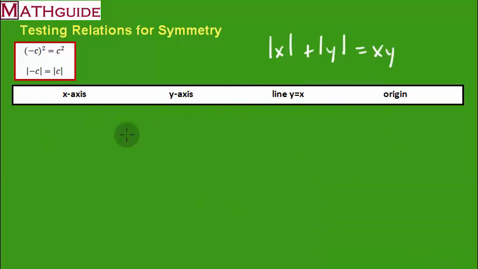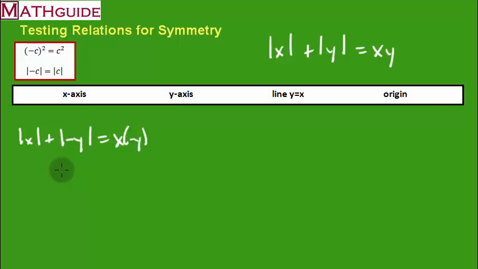All right, let's go through all the tests. So how do we test for the x-axis? We replace the y with negative y. So I'm going to replace the y with negative y. Anytime there's a y, it gets replaced with negative y.